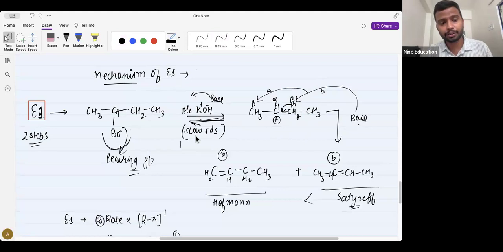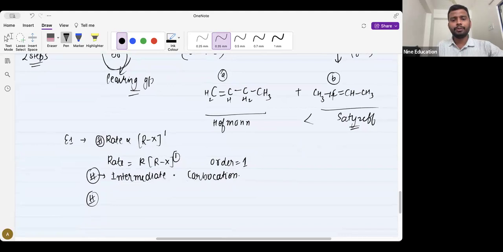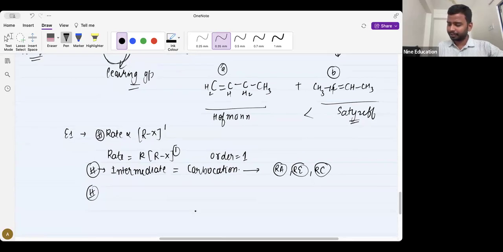The very slow step will tell us whether the reaction is going or not; it determines the rate of that reaction. The second step is a very fast step. The base will come, take a hydrogen and make a double bond. Simple. Once the carbocation is made, it can go for rearrangement, ring expansion, ring contraction. You all know this.